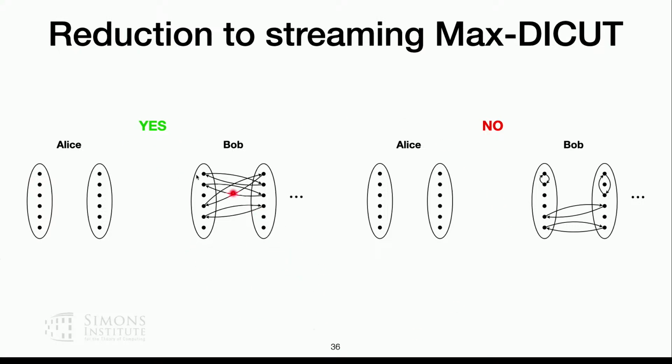What Bob does is simply, for every undirected edge he has, he adds two directed edges, one going in either direction. So Bob's reduction is pretty simple. What Alice does is something interesting.